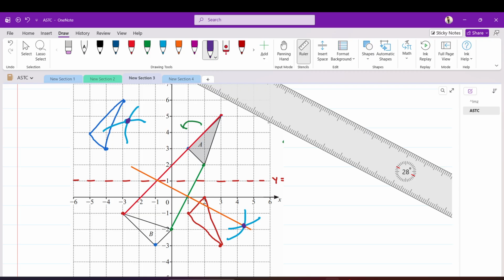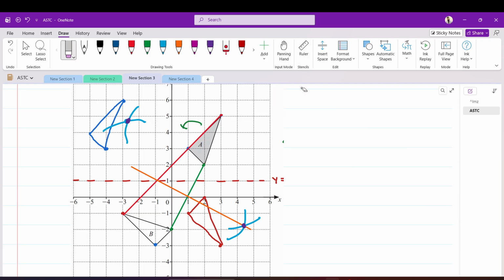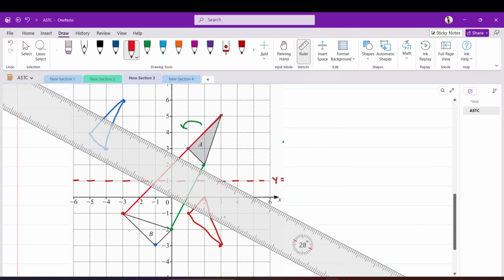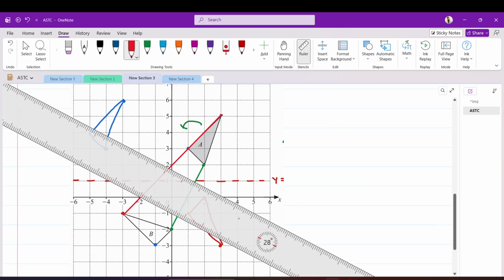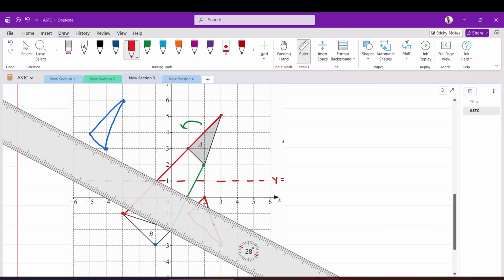All right, let me just clear all this up. Oh, sorry, I can't clear it up because it was taken as a screenshot. Anyhow, let me repeat one more time. First, I'm going to show you an easier way, and then we can talk about the other way.